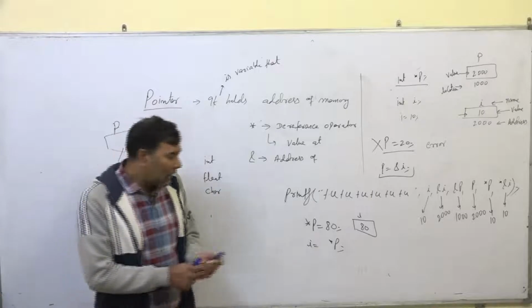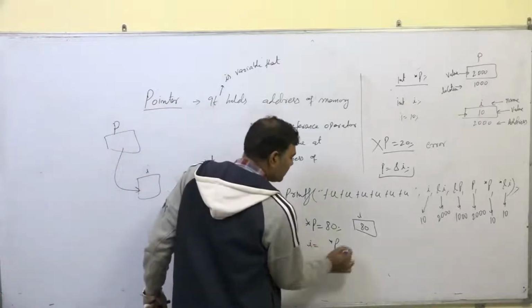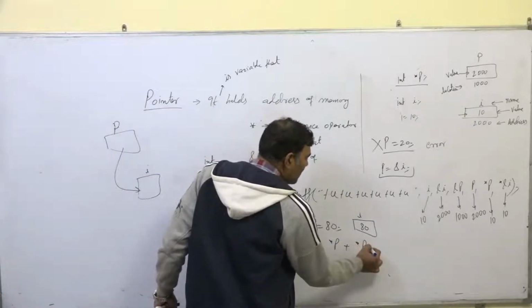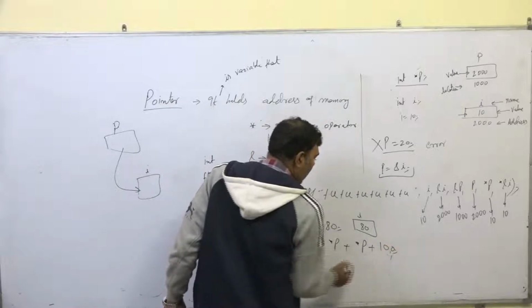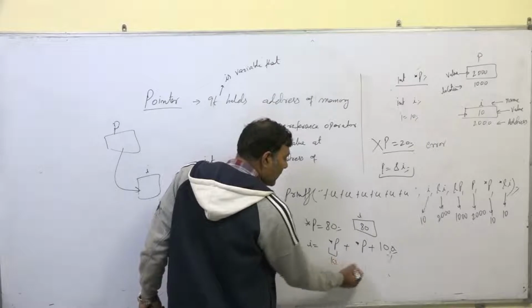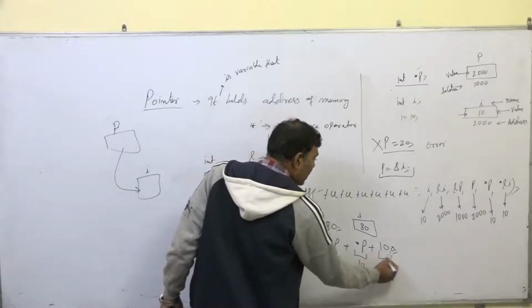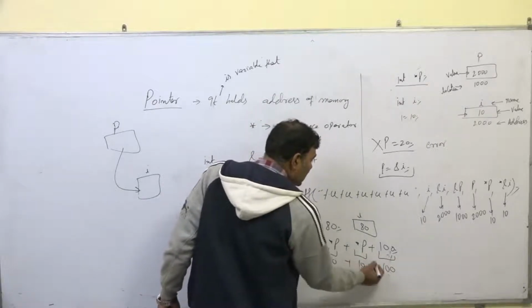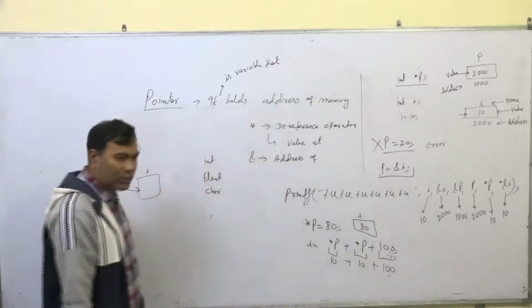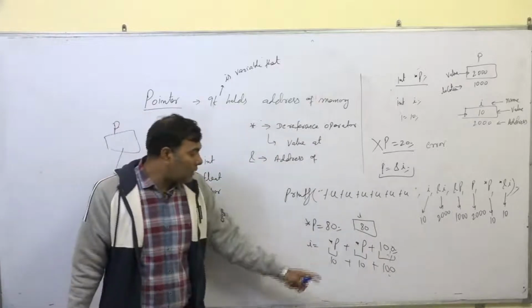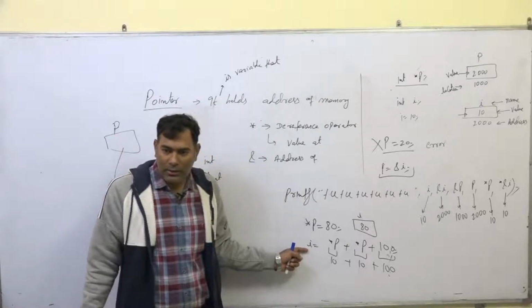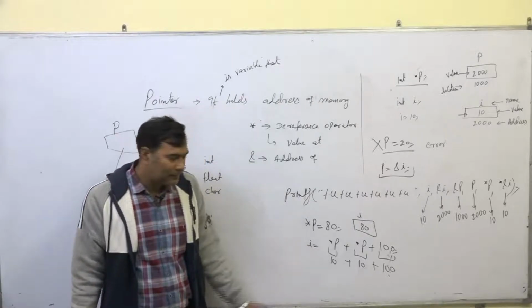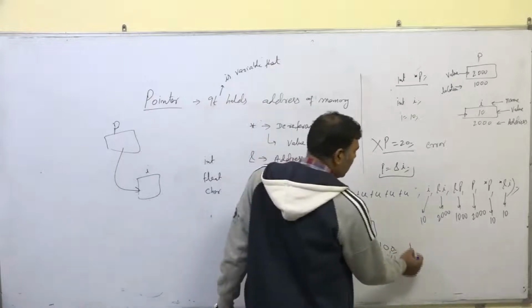Clear? Even we can write pointer P plus 10 or 100. It means it is 10, it is also 10, and it is what? 100. So 10 plus 100 is 120. So this 120 is going to be stored in I. Got it? No problem. So it is a method to understand something.